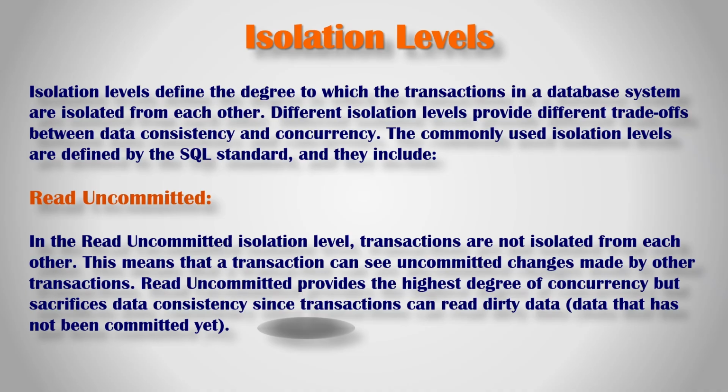In the read uncommitted isolation level, transactions are not isolated from each other. This means that a transaction can see uncommitted changes made by other transactions. Read uncommitted provides the highest degree of concurrency, but sacrifices data consistency, since transactions can read dirty data that has not been committed yet.